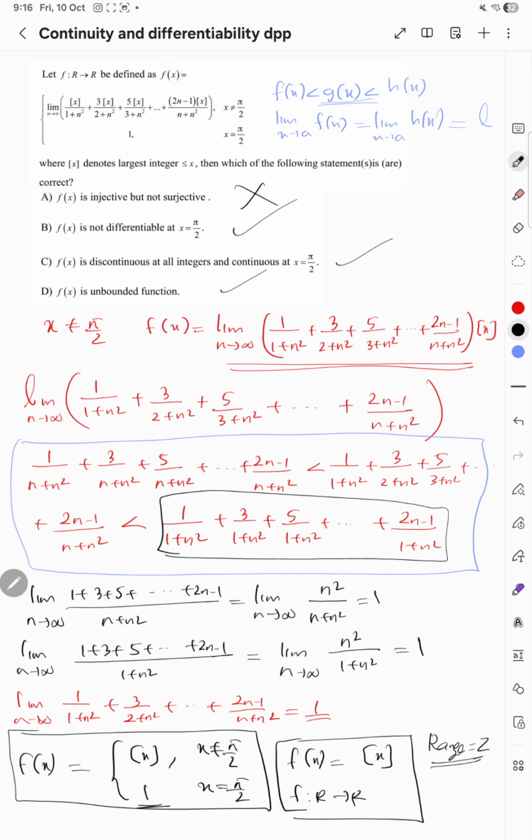Now what is the question? The question is, which of the following are correct? So option C is correct, and option D is also correct. So that's the answer.